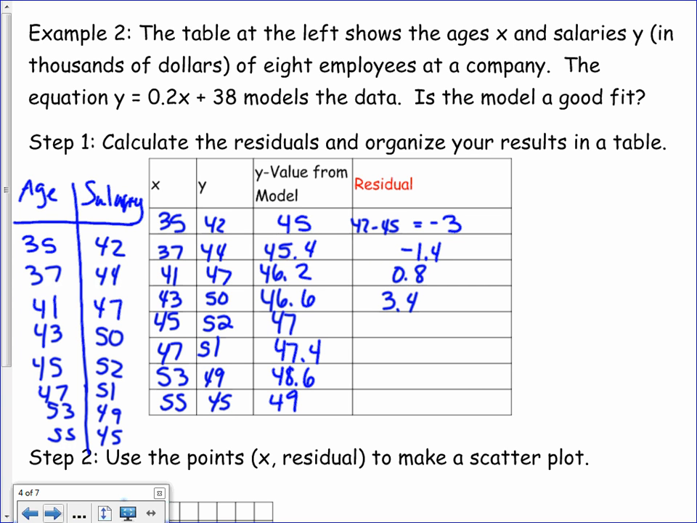52 minus 47 is 5. 51 minus 47.4 is 3.6. And 49 minus 48.6 is 0.4. And 45 minus 49 is negative 4.